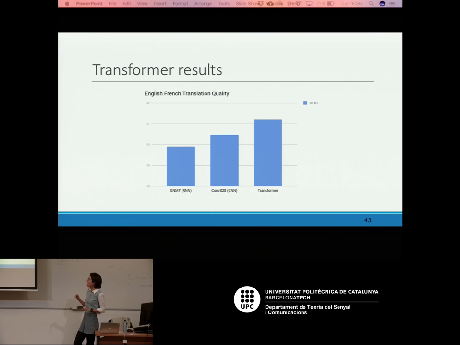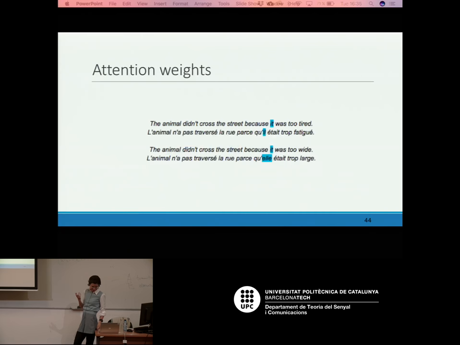And the big advantage of the transformer is this, no? For example, in this anaphora resolution, no? With the self-attention, what you are learning is this, what it refers to, okay? So in the first sentence, the it refers to the animal, okay? The animal was too tired. While in the second sentence, the it refers to the street, okay?